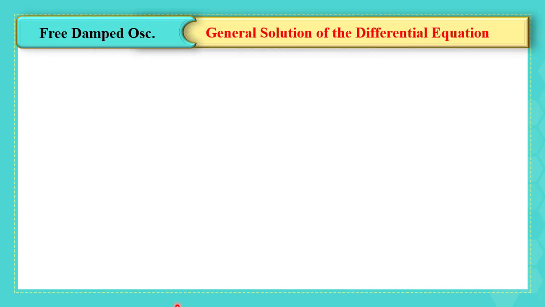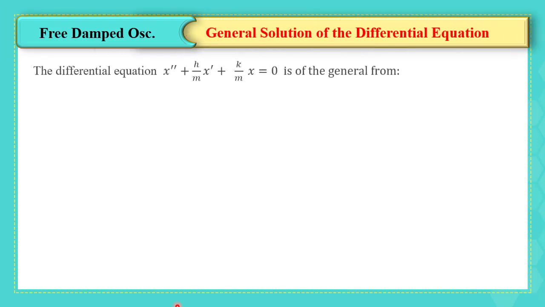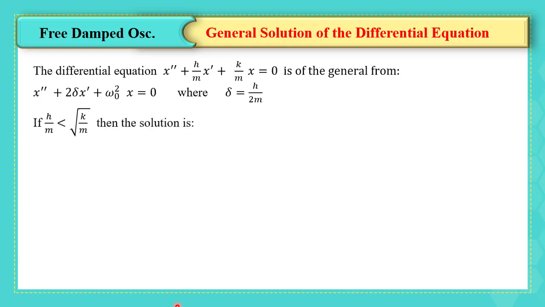What is the solution of this differential equation? This differential equation is of the form x double prime plus 2 delta x prime plus omega 0 squared x equals 0, where here we have a new term 2 delta x prime, where delta is h over 2m, and we are going to study these oscillations according to this factor h over 2m.